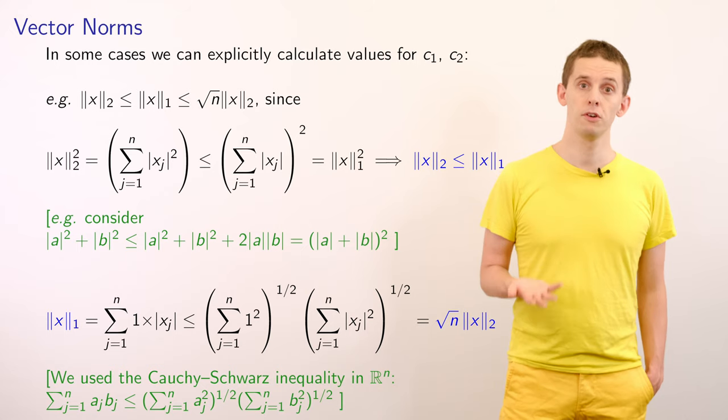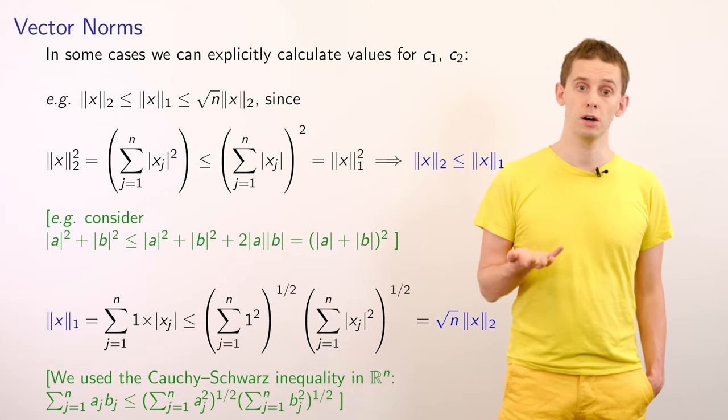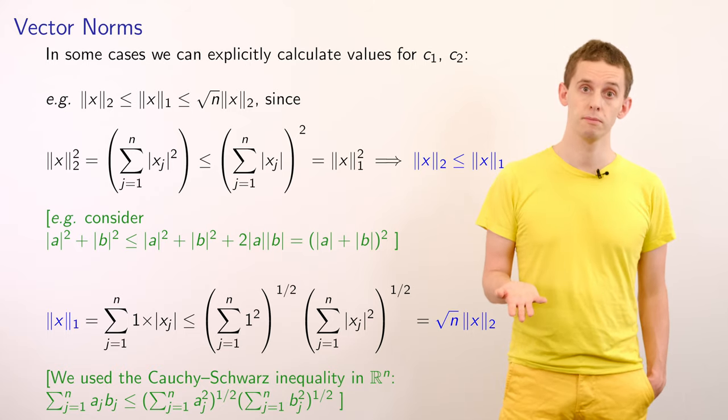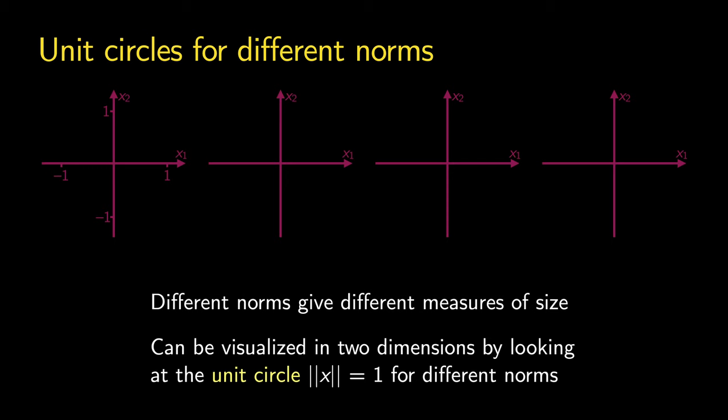So different norms give us different measures of size. And we'll now take a look at a few examples. As mentioned, different norms give different measures of size. And one nice way to visualize this in two dimensions is to look at a unit circle, which is all of the points x that satisfy that the norm of x is equal to 1. And if we look at different norms, then we'll get different shapes.